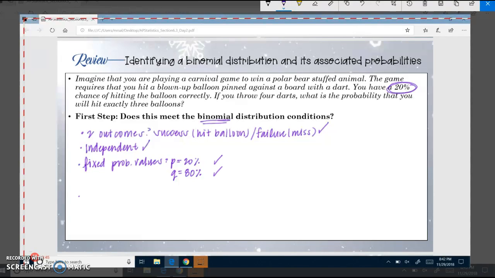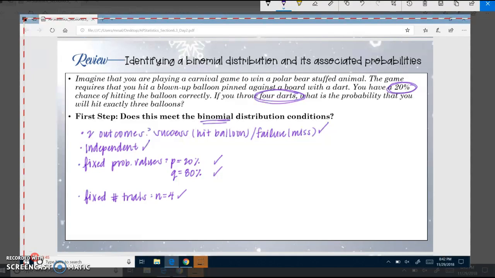The last thing that we need to check is, do we have a fixed number of trials? That can't be something that varies. We can't decide we're going to do 2 things at one time and then decide we'll do 10 more. We have to know from the beginning how many times we are going to perform this operation. Here it says we are throwing exactly 4 darts. So our n value is going to be 4.